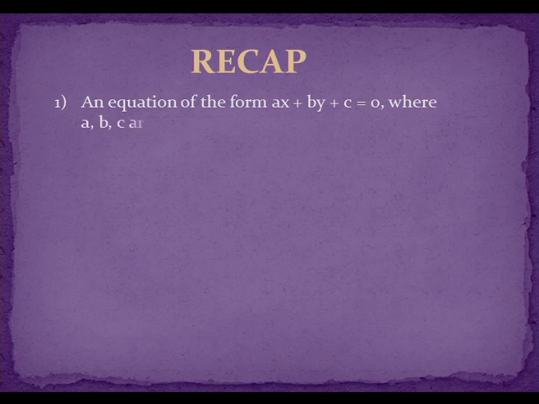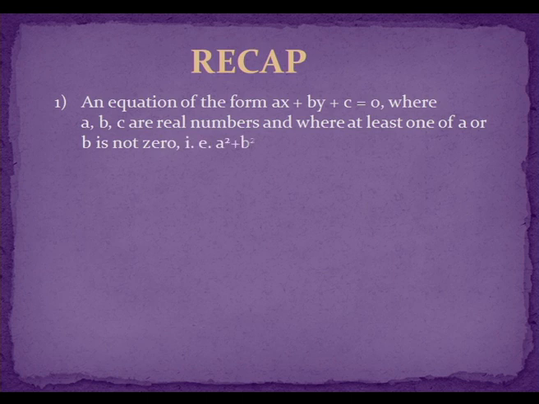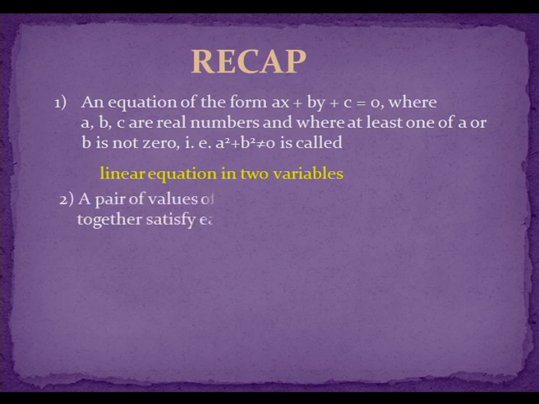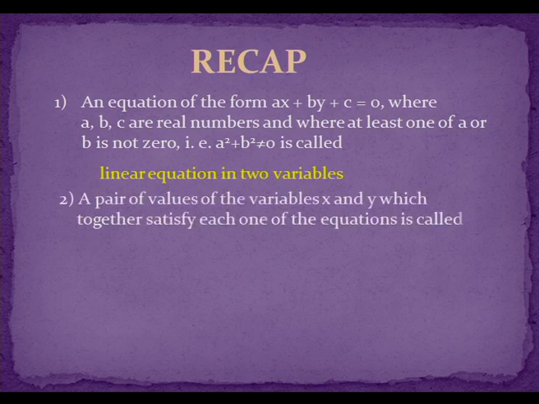Okay, children, we have learnt a few concepts about pair of linear equations in 2 variables. Let us quickly recap them. An equation of the form ax plus by plus c is equal to 0, where a, b, c are real numbers and where at least one of a or b is not 0, that is a square plus b square is not equal to 0, is called linear equation in 2 variables. A pair of values of the variables x and y which together satisfy each one of the equations is called a solution for a pair of linear equations.